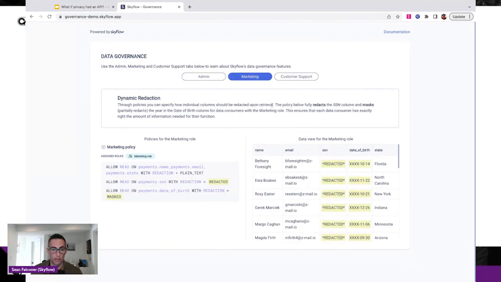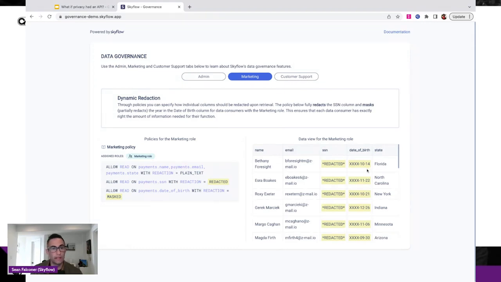But if we look at something like marketing, well, marketing doesn't need access to someone's social security number, but they do need name and email so they can potentially send that person an email or identify who they are. Maybe they need state for some sort of reason.